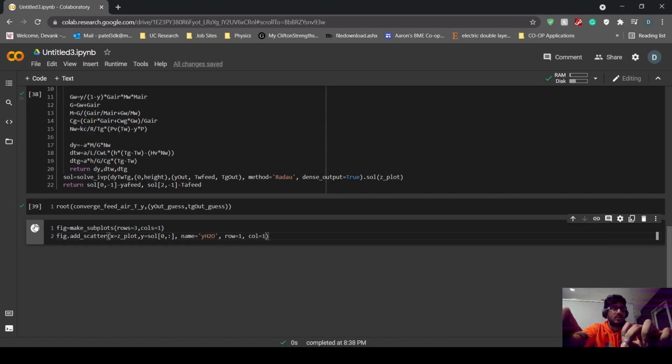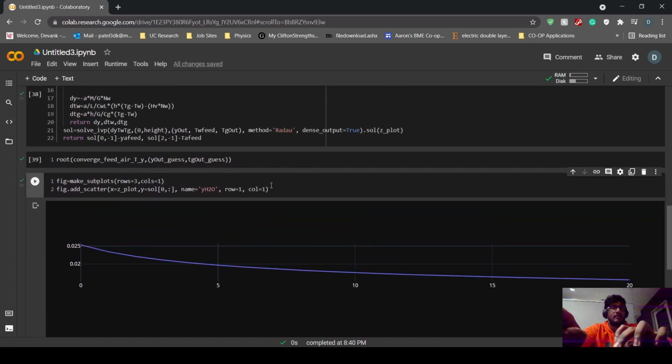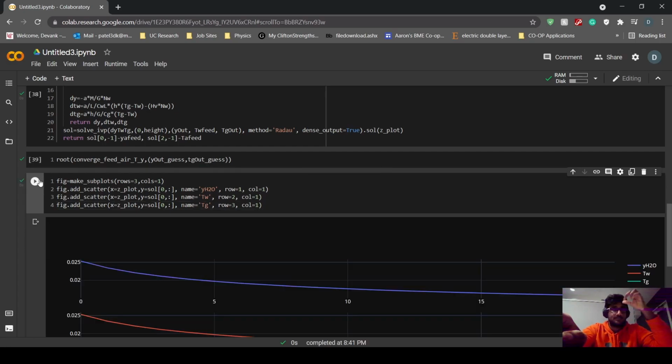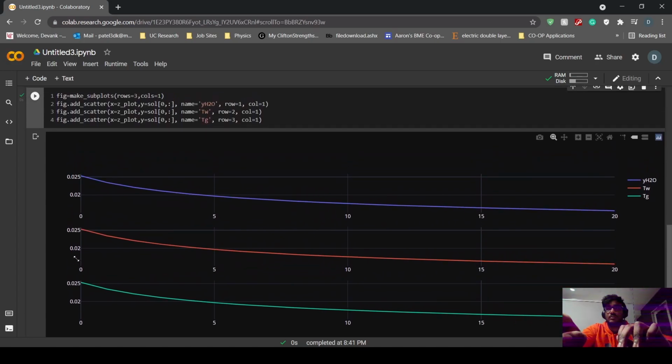Let's see if this plots. Let's get one plot. Okay, so we have one plot occurring. Now what we're going to do is go ahead and copy and paste this twice. We're going to keep all this the same. We're going to change this to 2, and change this to 3, and change the names to TW and TG. Let's see what we get. Awesome. Alright, so we got our 3 plots here.